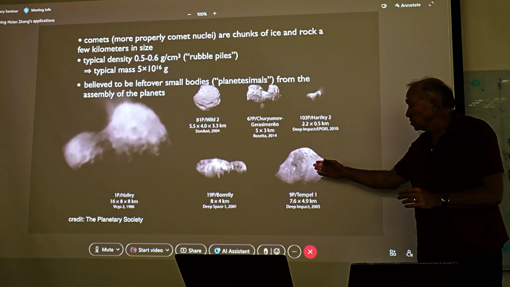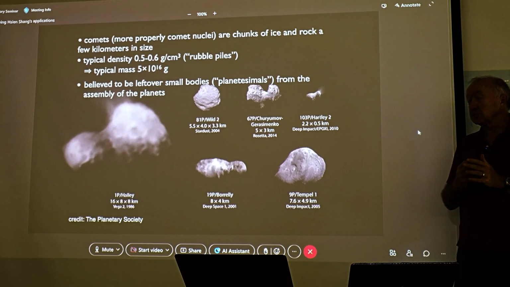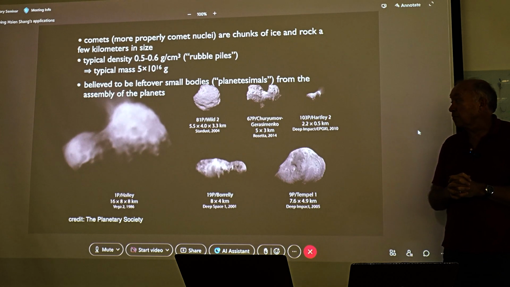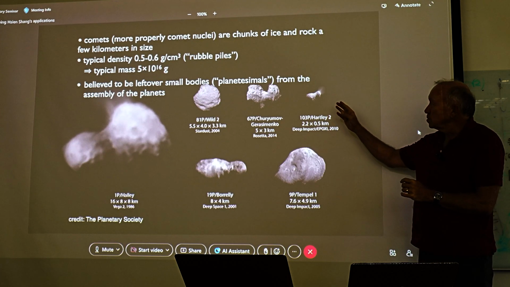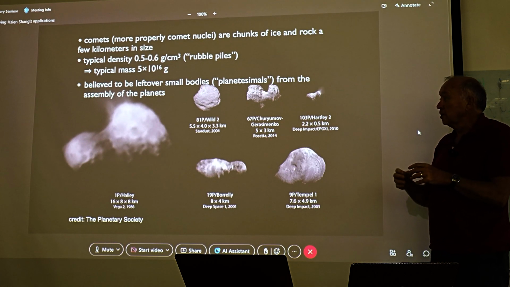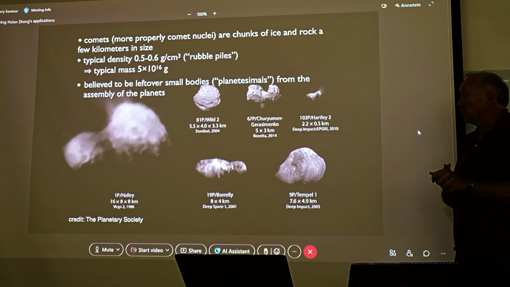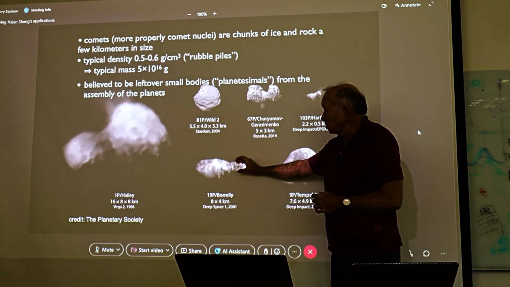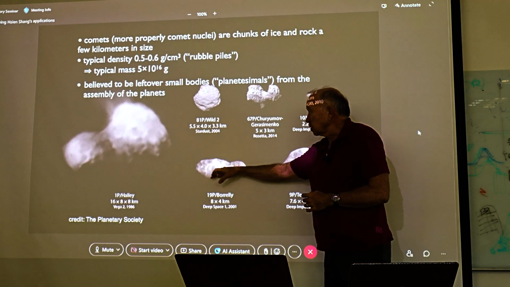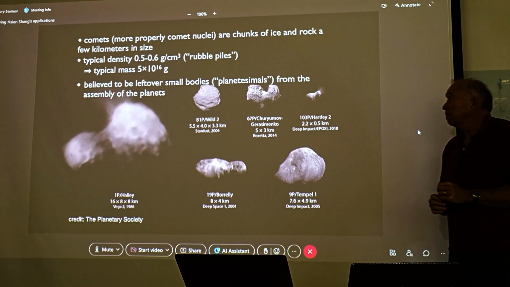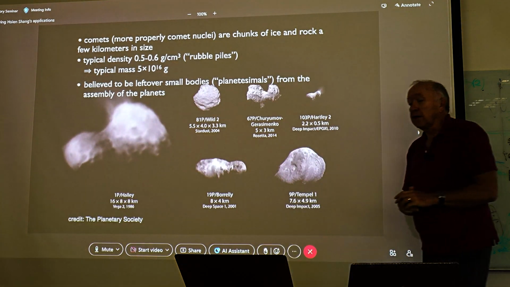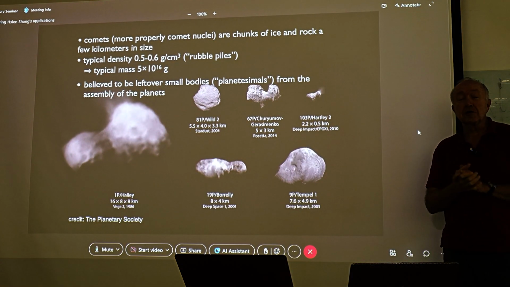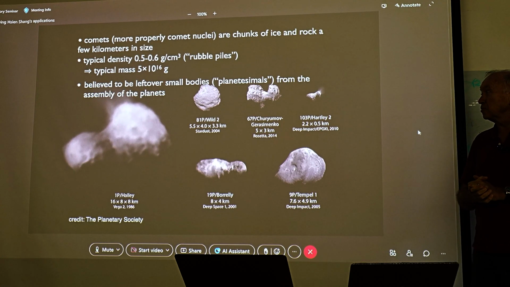These are images, all to the same scale, of half a dozen comets that have been visited by spacecraft. Although it's not important for the purposes of the talk, I want to stress the interesting feature that many of these have an hourglass or dumbbell shape, that is having a smaller lobe and a distinct larger lobe. You can see it with Halley's Comet here. And the details of why they have that particular shape are still an unresolved puzzle.